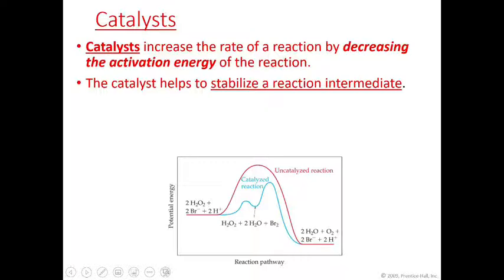How it does that, that's what we call a mechanism. How it does that is by somehow stabilizing the reaction intermediate. It makes the reaction intermediate a little bit lower in potential energy value.